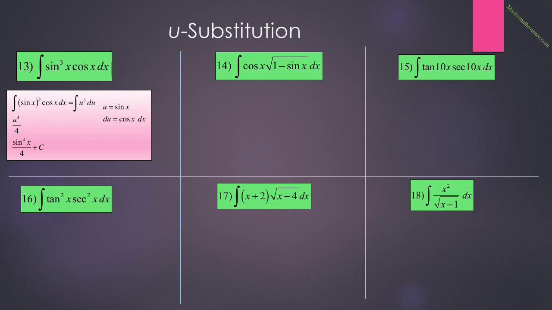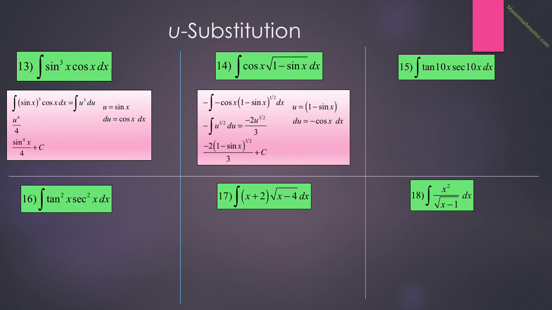So nothing needs to be done. This integral simply is the integral of u to the third du, which is u to the fourth over 4, or sine to the fourth of x over 4 plus c. Confirm your answer by taking the derivative. We get 4 times sine cubed of x over 4 times cosine of x, which is sine cubed of x cosine of x. Right back where we started.